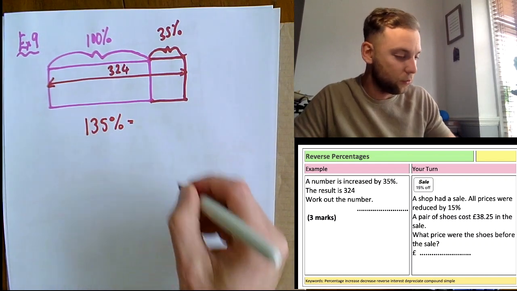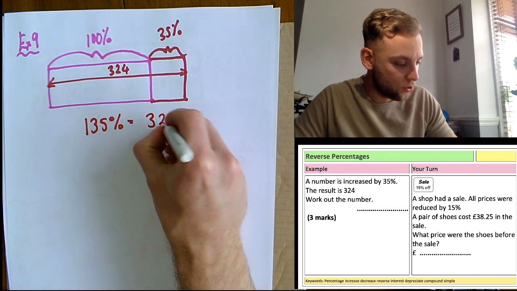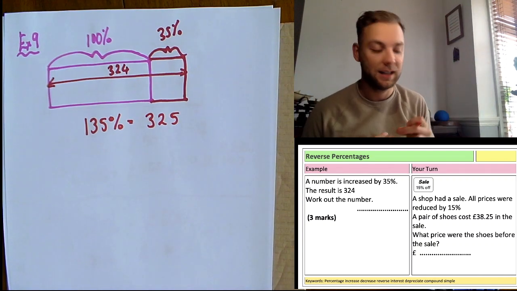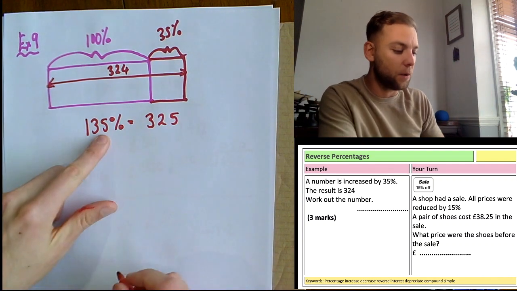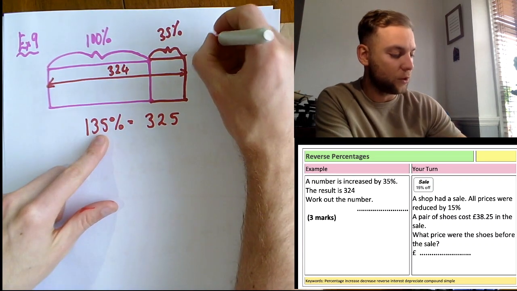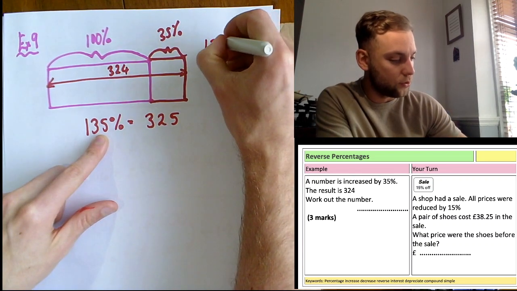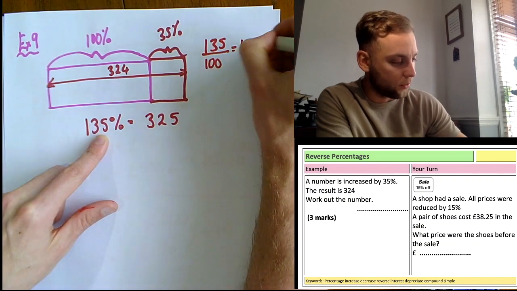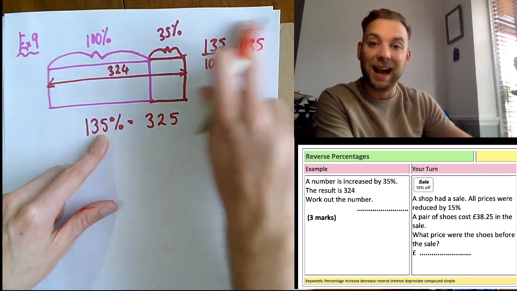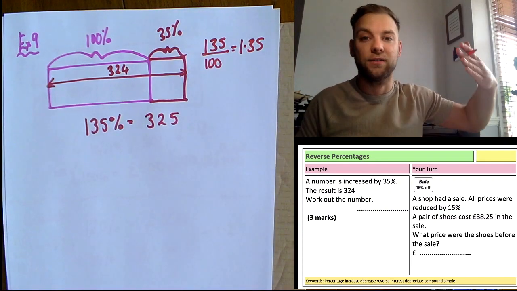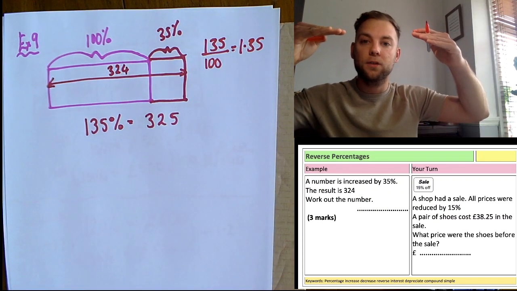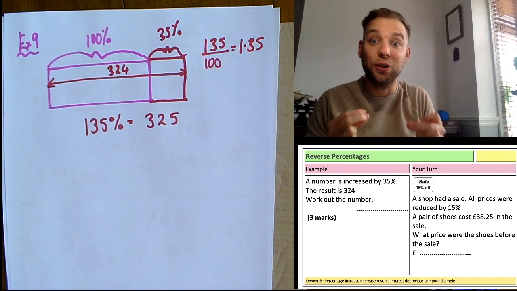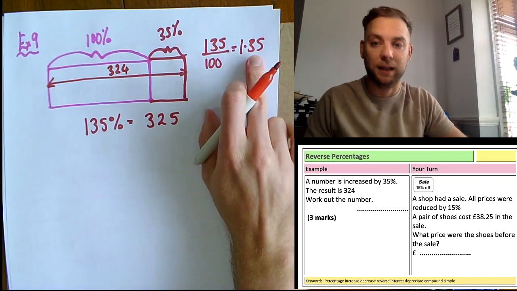135% is equal to 324. Now remember, I'm trying to get back to 100%. And to do that, I need to write down what my multiplier is first. So to work out my multiplier, it's going to be 135 divided by 100, which is equal to 1.35. Remember, if I was to times by that, I'd have an increase of 35%. But I'm not trying to find out my new amount, I'm trying to find out my original amount, and I do that by dividing by this multiplier.